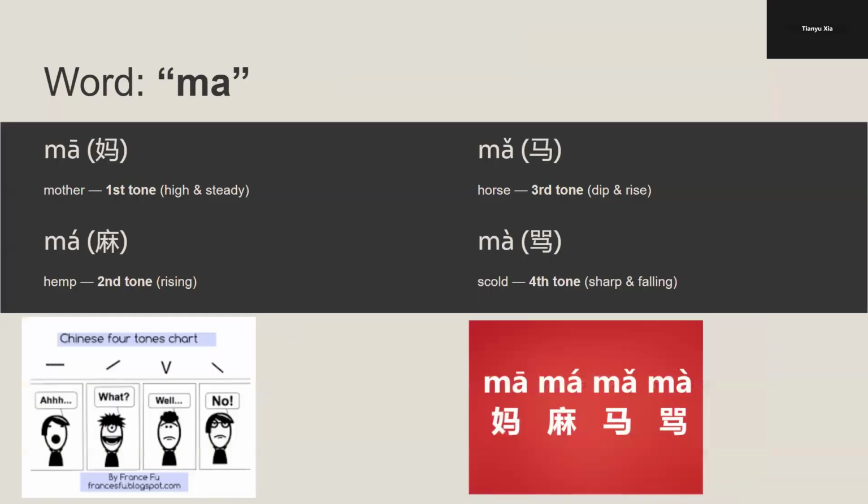There's another example for the ma. If it's the first tone, the meaning will be mother, and the second tone will be hemp. It's called ma, and also the third tone ma means horse, and ma means scold.